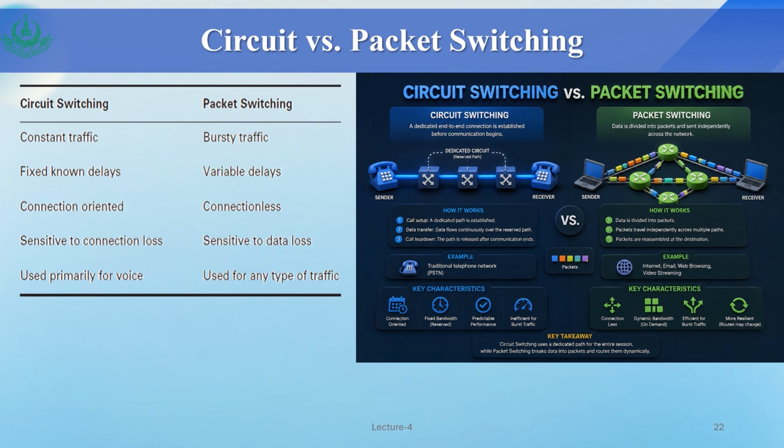Circuit switching is sensitive to connection loss. When the connection is lost, the whole message is lost, while packet switching is less sensitive to connection loss. Circuit switching is used primarily for voice communication, and packet switching is used for all types of traffic.